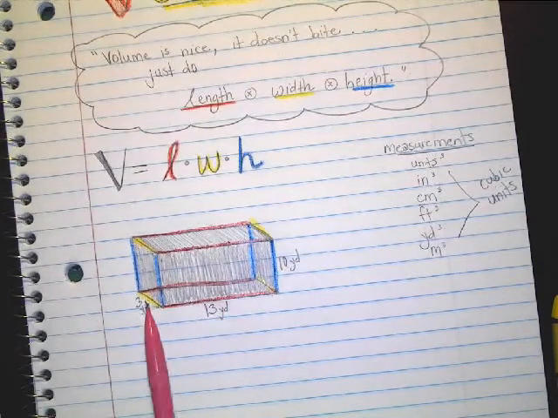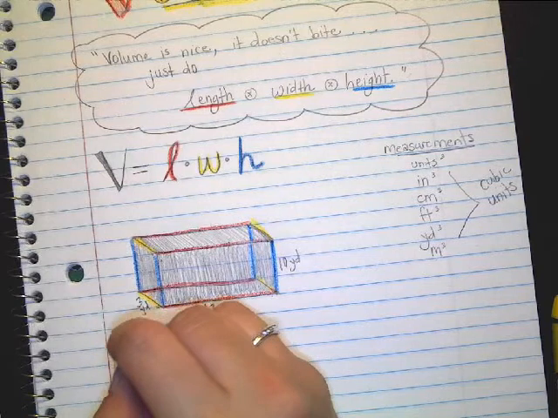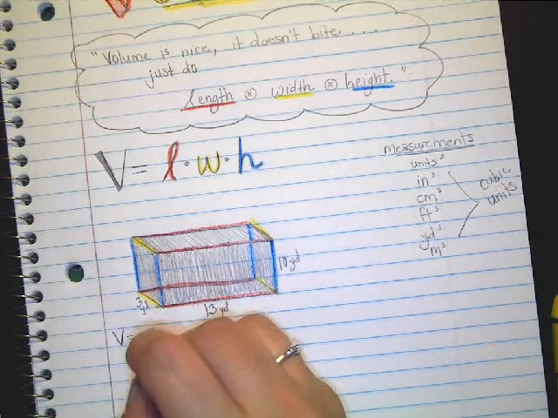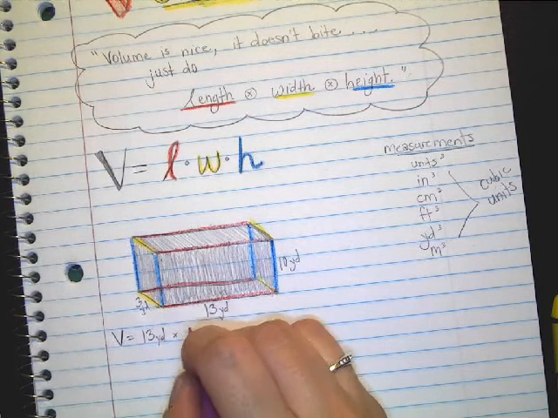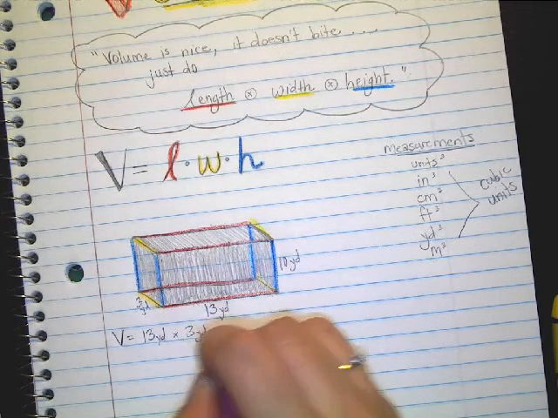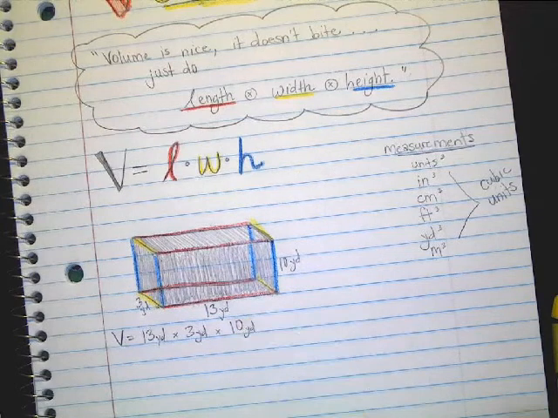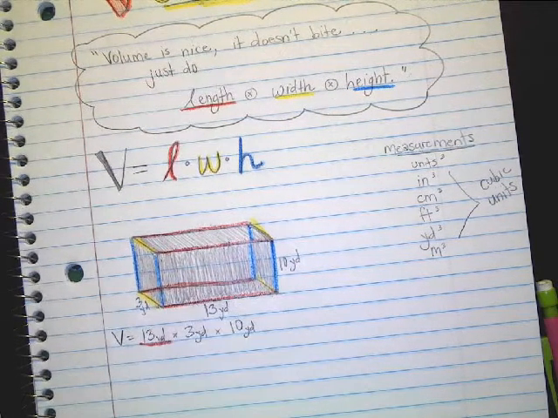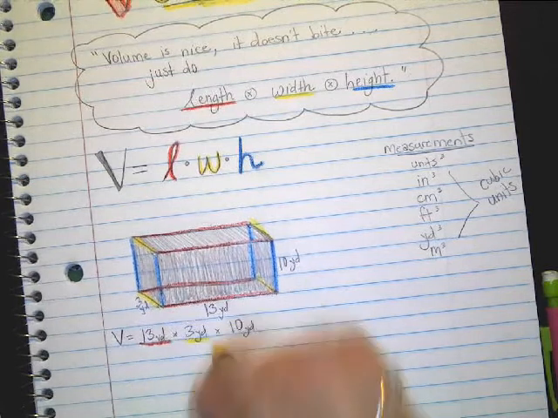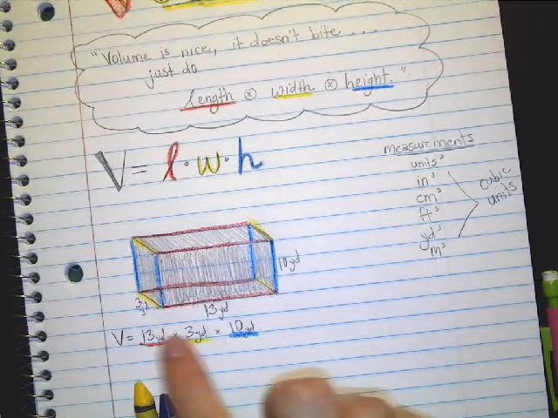So volume is nice. It doesn't bite. Just do length times width times height. Right? So in this case, the volume would be the length, 13 yards, the width, 3 yards, and the height, 10 yards.